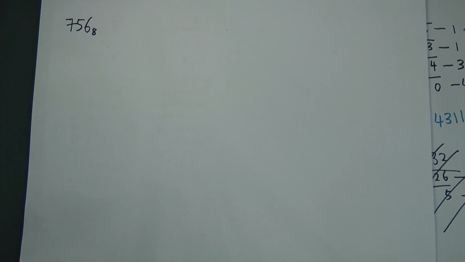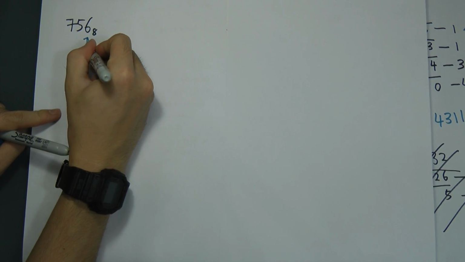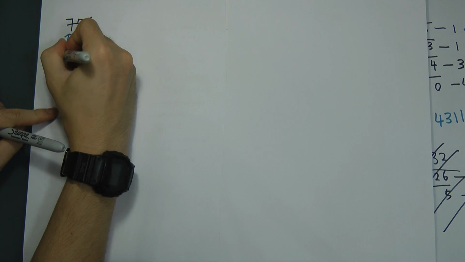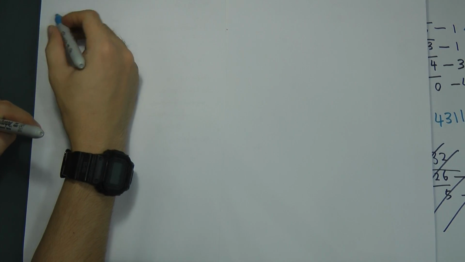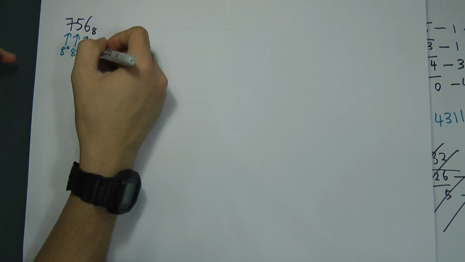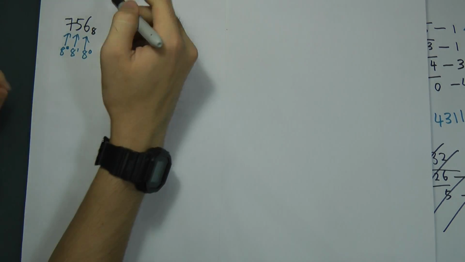Whenever you change to base 10, you must know the value for each position. So this one will be 8 power of 0, 8 power of 1, 8 power of 2. If you still have numbers over here, it will be 8 power of 3, 8 power of 4, 8 power of 5. We use 8 because this is base 8. Then I just sum it up.